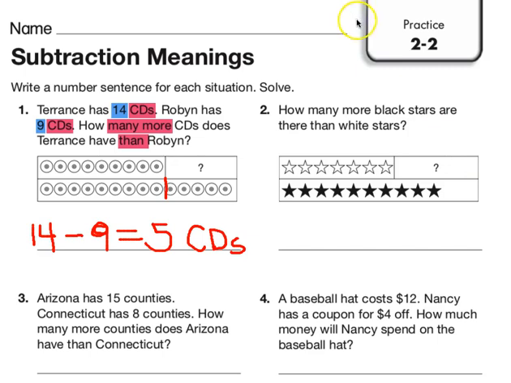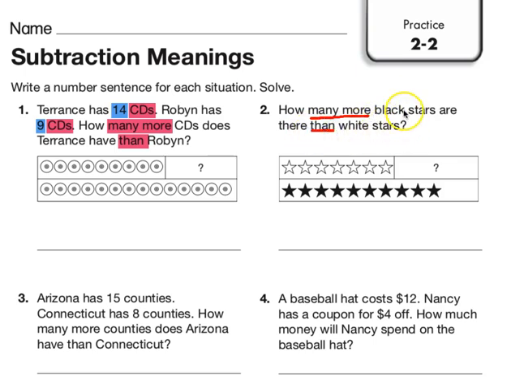My handy dandy pen. So, how many more black stars are there than white stars? So we're talking about many more. Ooh, that's not what I want to do. Sorry, guys. So I have my many more. So let me highlight it. Nope. All right. We roll with things. So I'm just going to underline it then. The many more and than. So they're comparing the black stars to the white stars.